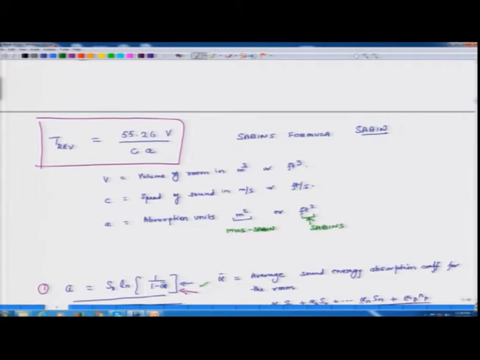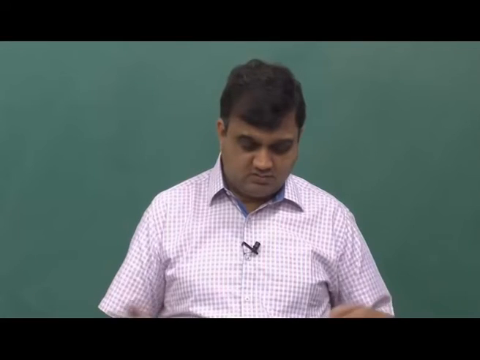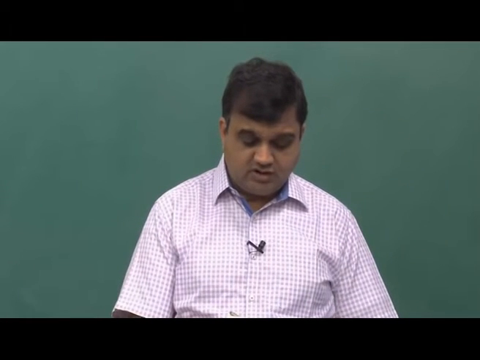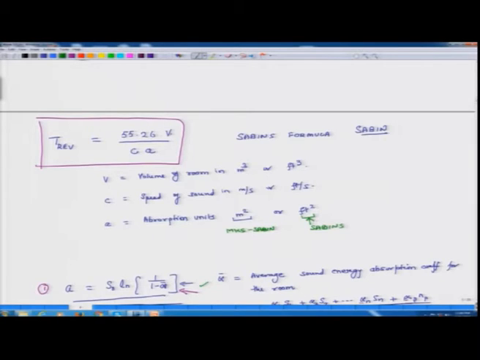So, the equation says, this is our equation for reverberation time. The equation says that reverberation time equals 55.26 times volume divided by C divided by A. Now, the room you cannot make smaller. So, if you have to reduce reverberation time, either you reduce V or you increase C or you increase A.